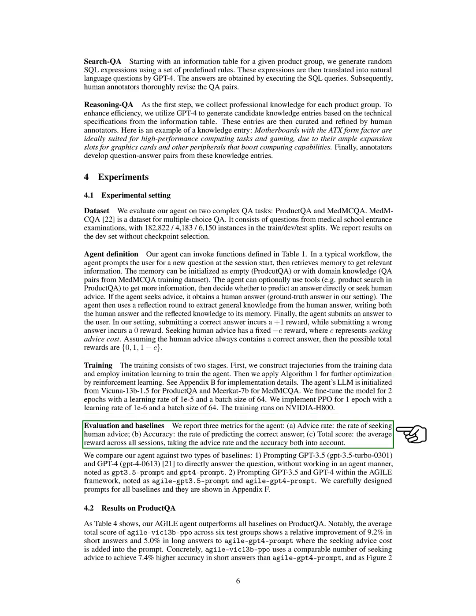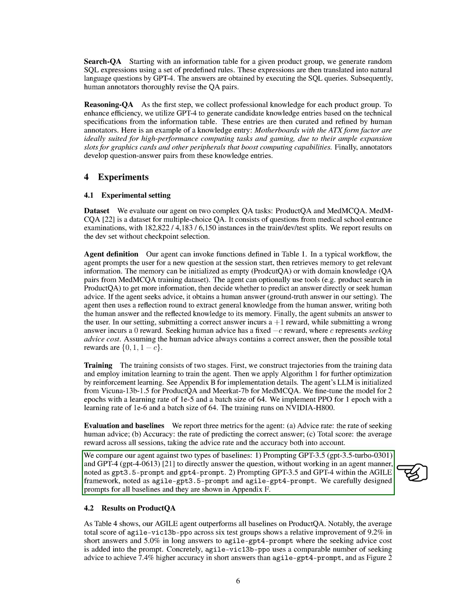When it comes to evaluation and baselines, we assess the agent using three metrics: A. Advice rate, which is the frequency of seeking human advice; B. Accuracy, representing the rate of correctly predicting answers; and C. Total score, which is the average reward across all sessions, considering both the advice rate and accuracy.